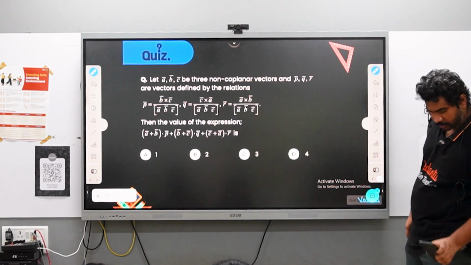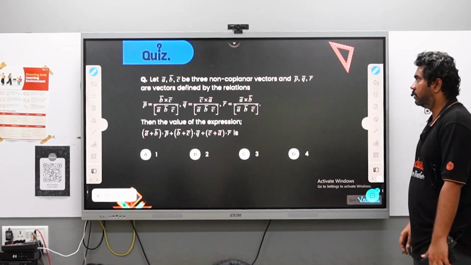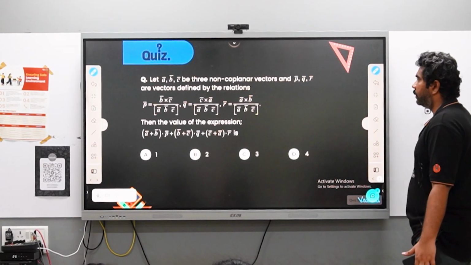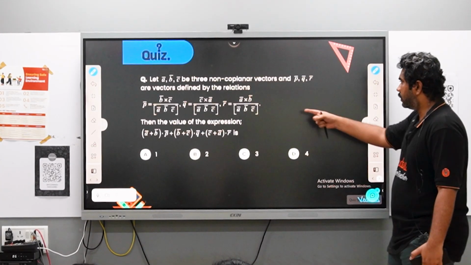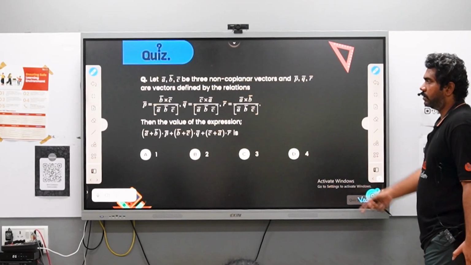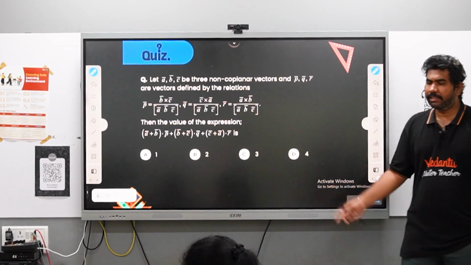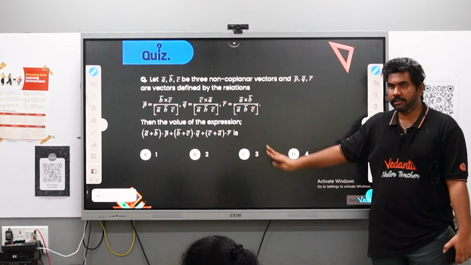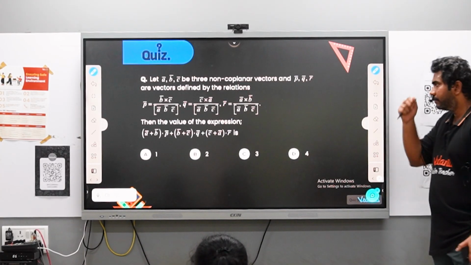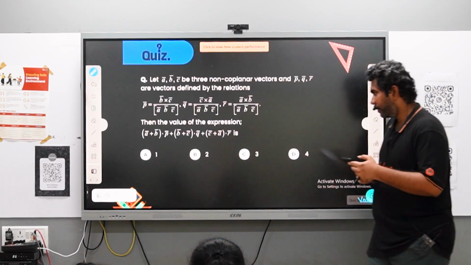So try to find the value of this expression. Given that A, B, C are non-coplanar, P, Q, R are vectors defined by these relations, then the value of this expression is what they are asking. So just substitute P vector, Q vector, R vector in those places and see what is happening. Do the normal vector operation. C is the answer. Yes.